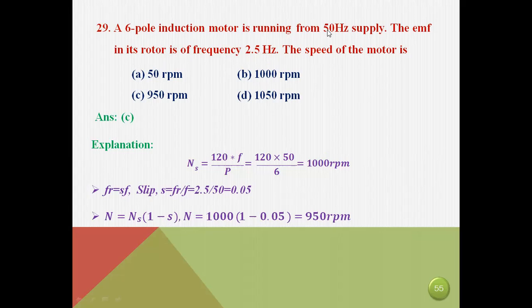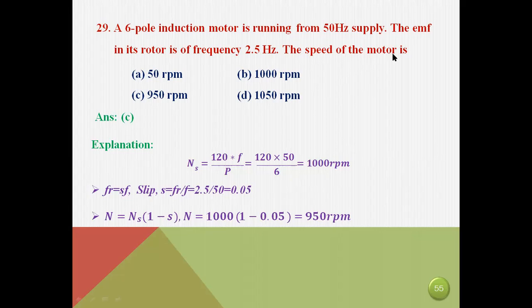This is the supply frequency F, and this is FR, because they have given the EMF in its rotor is of frequency. So FR is 2.5 Hz. We have the equation FR equal to S into F. So we can solve here for slip: we have the value for FR and for F. You can solve 2.5 upon 50 and you will get 0.05. Now you are supposed to find the speed of motor.